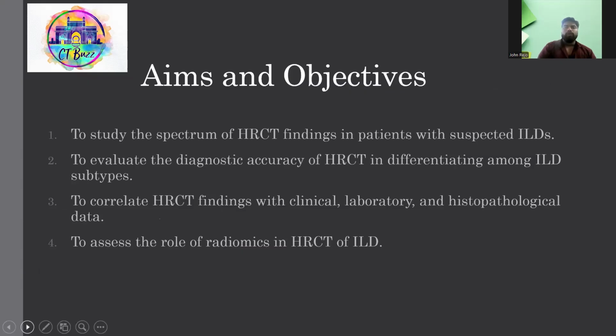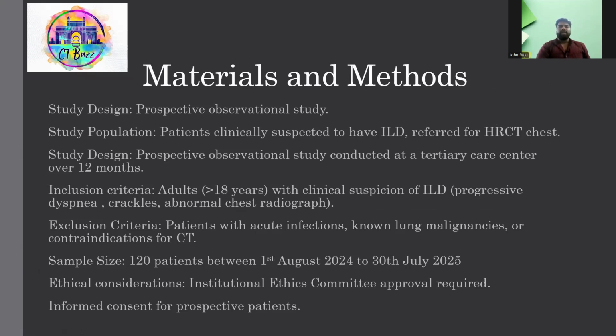The aims and objectives of this study are to study the spectrum of HRCT findings, to evaluate the diagnostic accuracy of HRCT, to correlate the HRCT findings with clinical, lab and histopath data, and to assess the role of radiomics in the evaluation of HRCT. Materials and methods: the study design is a prospective observational study.